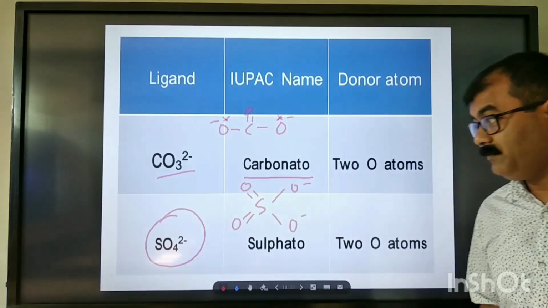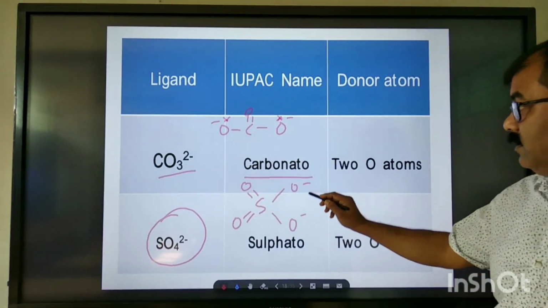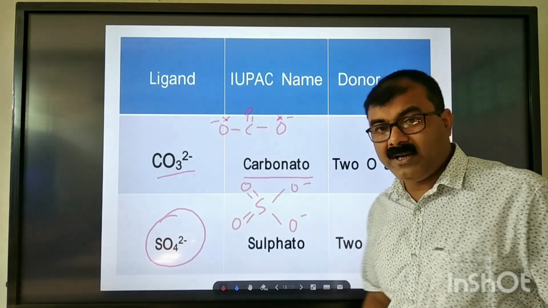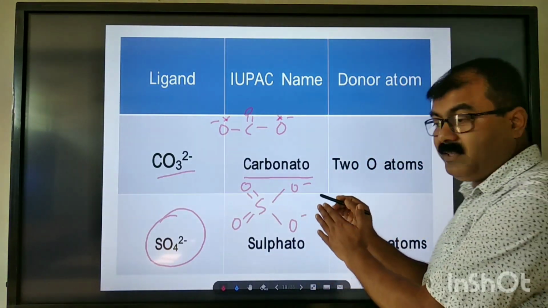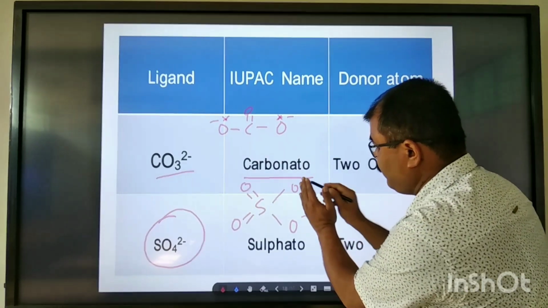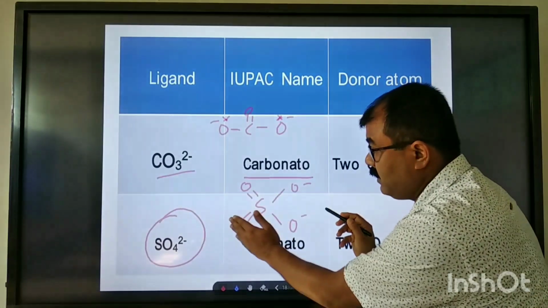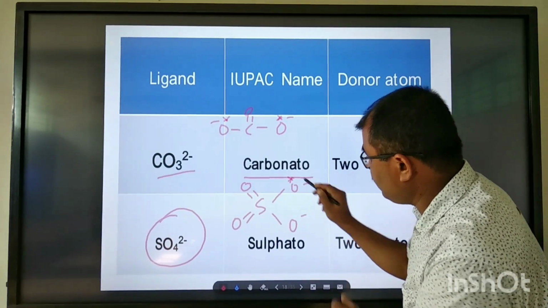See, sulfate. If you put one hydrogen, it becomes the formula of what? Sulfuric acid. Sulfuric acid is a dibasic acid. If you remove hydrogen, this is the sulfate, SO4 2 minus, this and this.